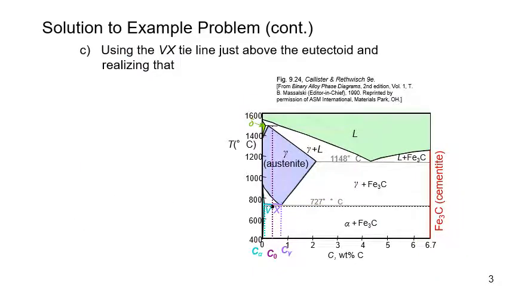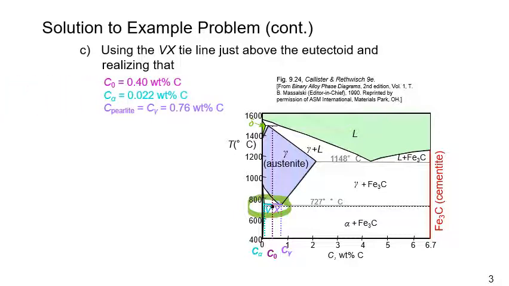So that's a different question than how much perlite. There's a difference between how much cementite and how much perlite is in the microstructure. Okay, so to actually calculate how much perlite, we have to go just above the 727 degrees C and calculate how much proeutectoid ferrite and how much austenite we have with this VX tie line.